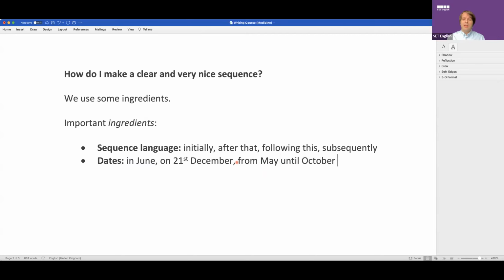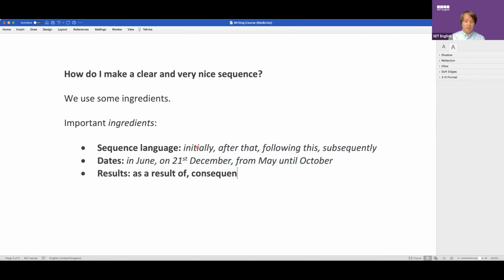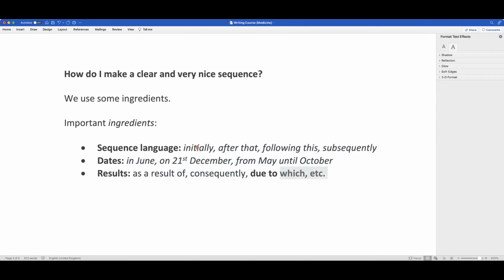Okay, what else do I need in a timeline that makes the sequence clear? Sequence language, dates, what else? Results language, maybe. Results language, and this one's really hard, okay? But we're going to do this today. Give me an example, Indika, please, and Batul, of results language. As a result. As a result of. Okay, what else? Consequently. What else? Due to which. Due to. Like due to which it's for a cause and reason, no?